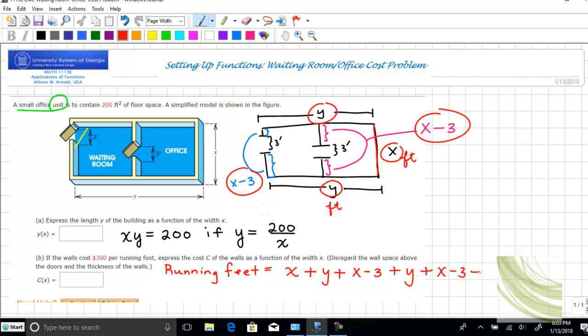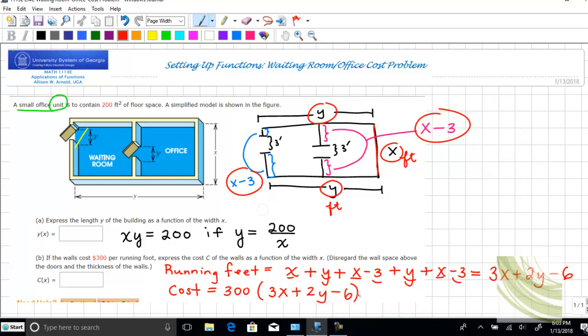Okay, so let's sum that up. That looks like 3 x's plus 2 y's and then minus 6. Okay, so that's the number of running feet. Now it's $300 per running foot, so the cost is $300 times the number of running feet.